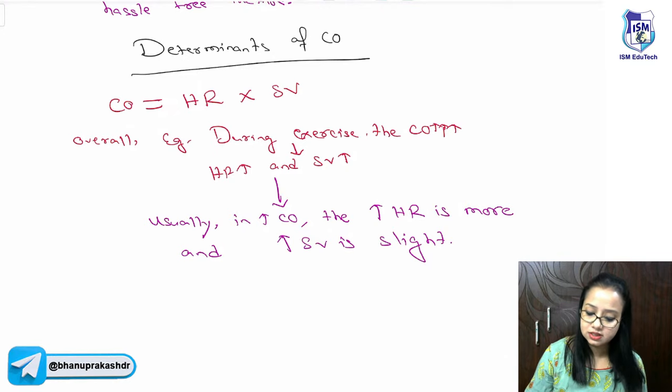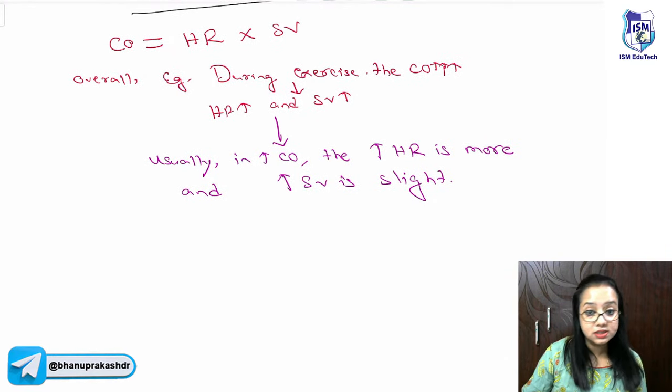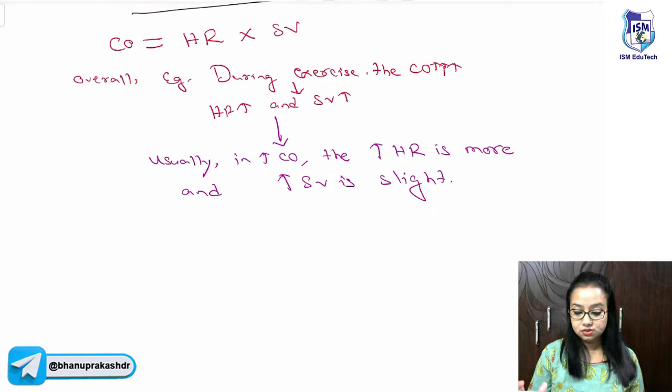Whenever a person is exercising, the cardiac output increases. Now, there are two determinants, that is the heart rate and the stroke volume. So when the cardiac output is increasing, the heart rate also increases, the stroke volume also increases. But the increase in the heart rate is much more compared to the increase in the stroke volume.